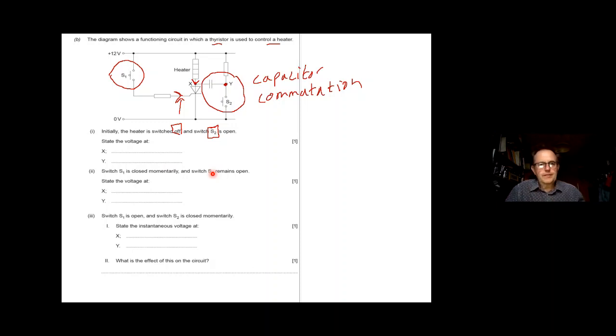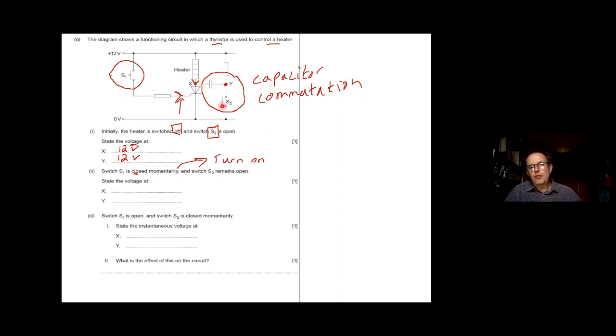Right, but at the start, okay, the switch hasn't been pressed, S1 or S2, right at the start. So at this point, at X there's no current. No current, no voltage drop. So that point there would be the same voltage as there. There's no voltage drop, so it's on 12. So part Y, that is open, no current comes down here. Both points are on 12 volts. So the capacitor at that point, there's no charge on it at all.